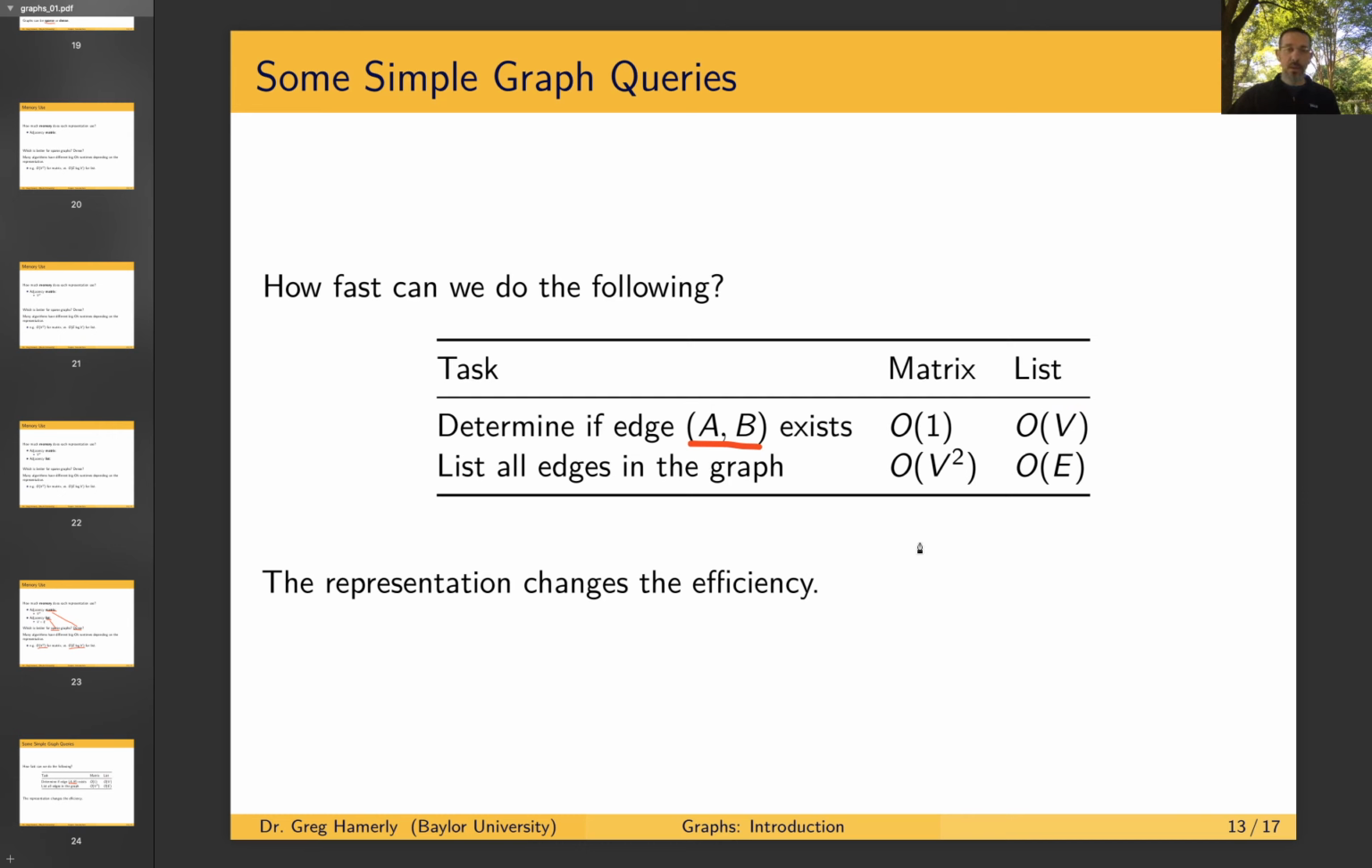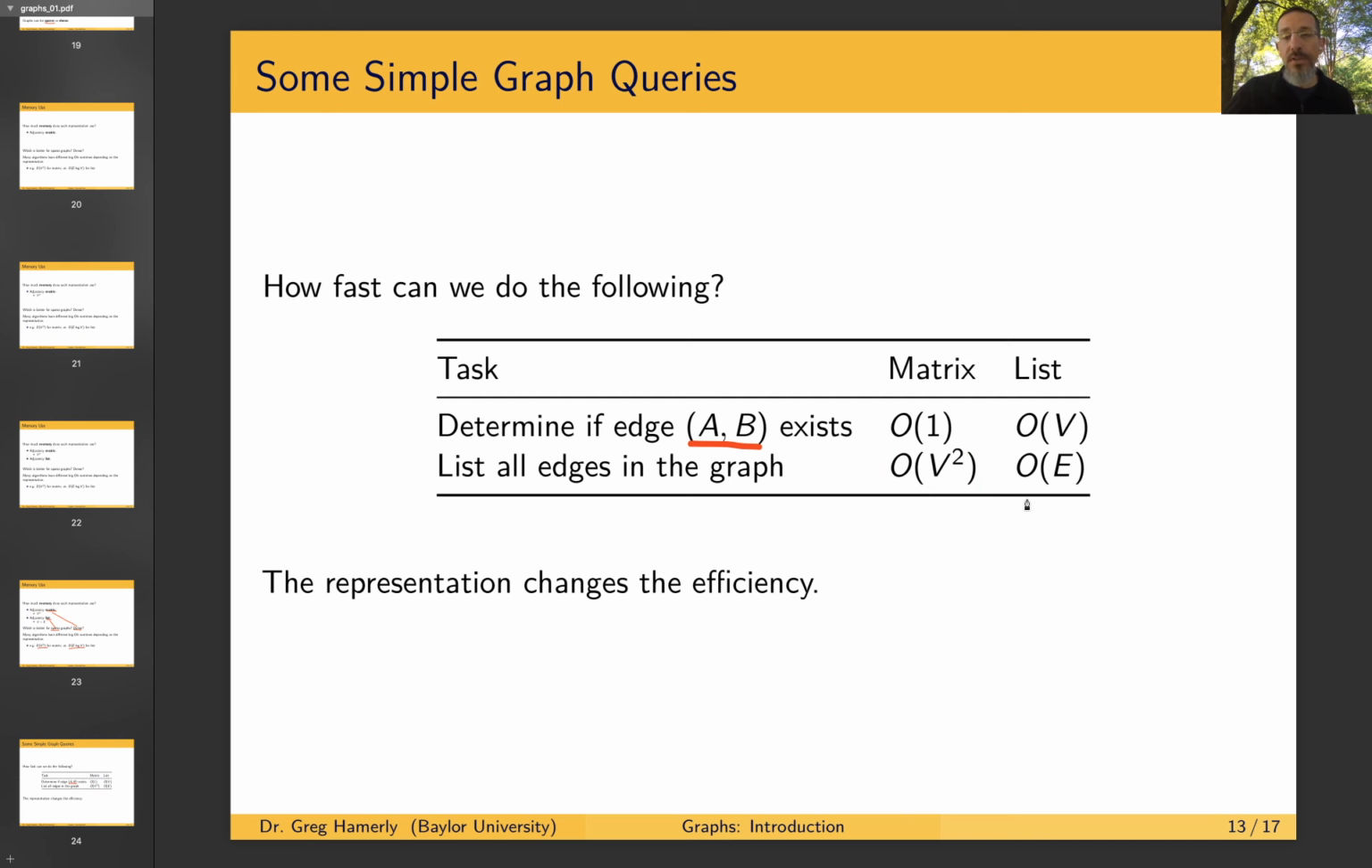What if our question is, let's list all of the edges in the graph. Now, how many edges are there in the graph? Well, there are E edges in the graph. If we were using a matrix to do this, we would have to walk along all entries in the matrix, and say, are you an edge? Are you an edge? Are you an edge? And identify which of those are edges and which are not, and list only the ones that are edges. And that would take V squared time.